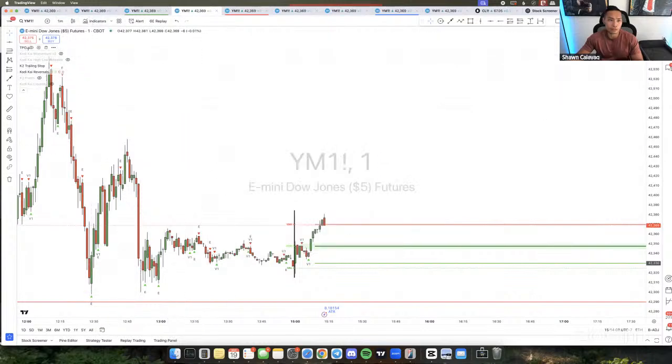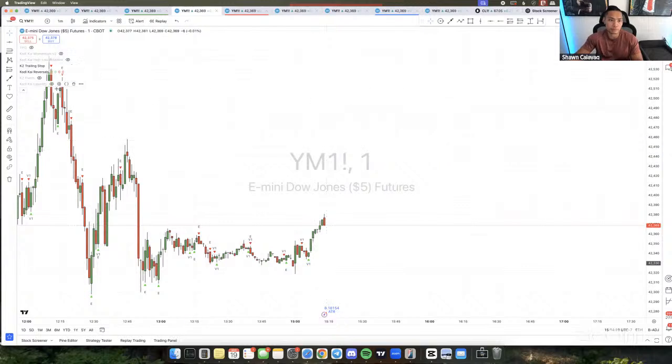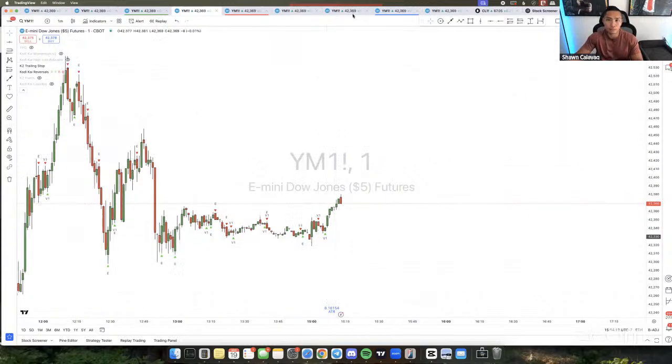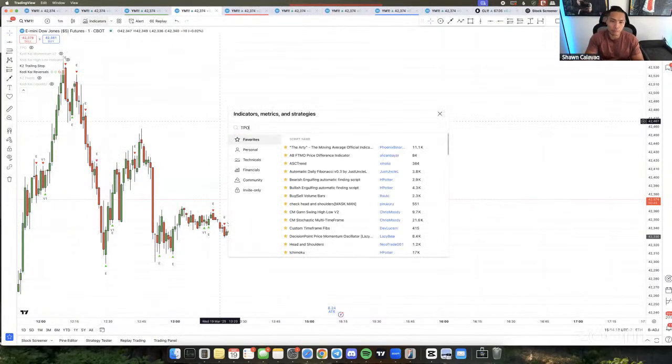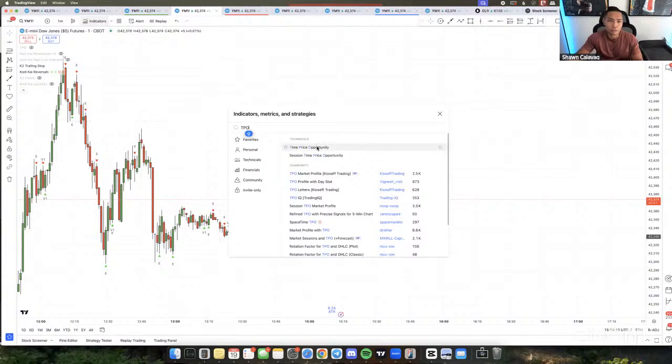Here, I'm going to turn it off so you guys can see. I'll set it up pretty much from scratch. So right here on the 1 minute, if you want to set up the TPO, you'll go over to indicators, type in TPO. It's a built-in indicator with TradingView. It's called time price opportunity, or TPO for short. You click on that right there.